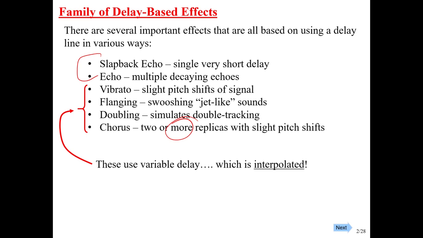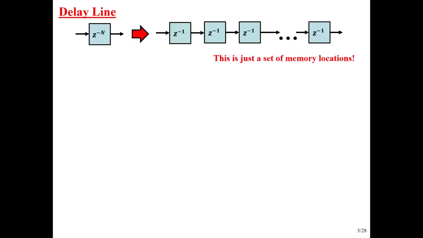The other three use a delay that is variably changed while you're using it. So we'll talk about how that all works. And it all starts with something called the delay line. So if we wanted an n sample delay, we would write the box z to the minus n.